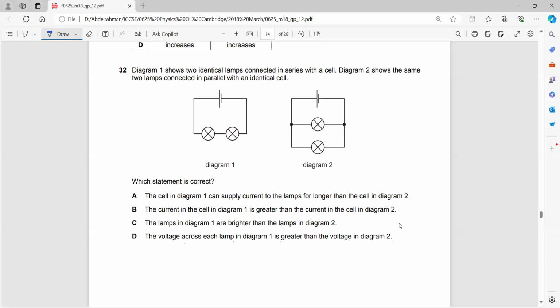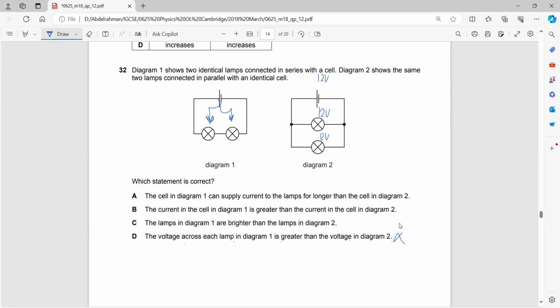Why? Because in 1, what happened to the voltage? It was divided. The voltage in diagram 2 was not divided. For example, if this was 12 volts, all of them would receive also 12. So this is definitely wrong.